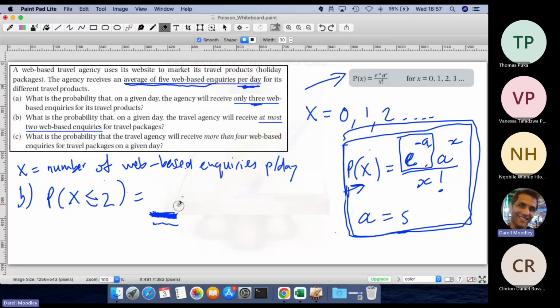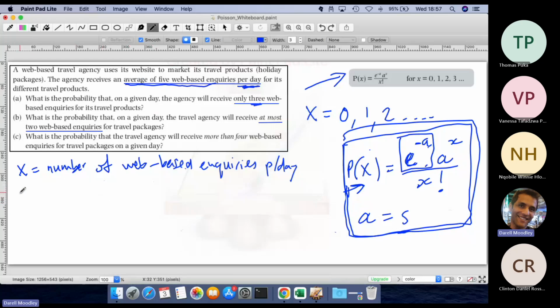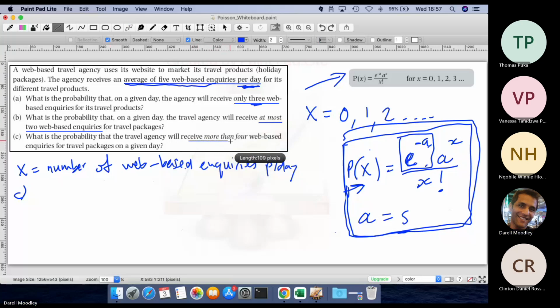Okay. Let's look at question C, the last one for tonight. I didn't do it intentionally to save the best for last or the worst for last, but we have to do it. Question C says, what is the probability that the travel agency will receive more than 4 web-based inquiries per day?